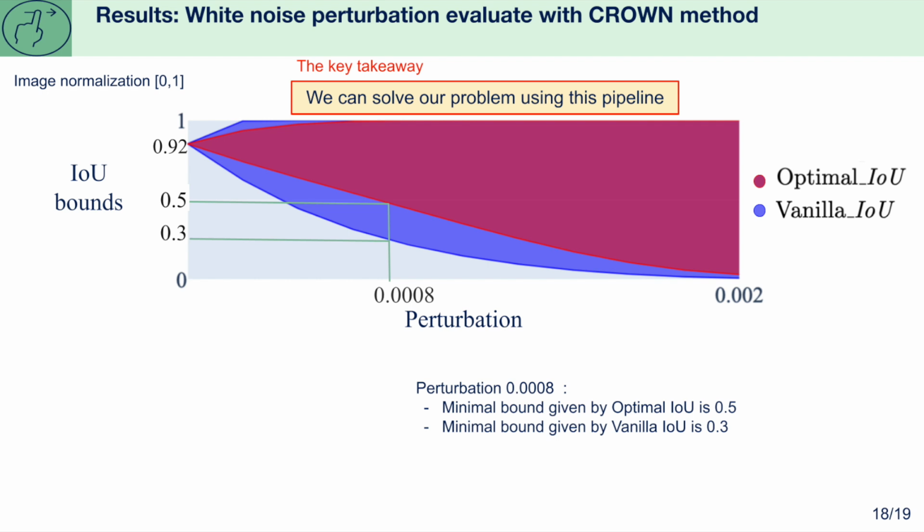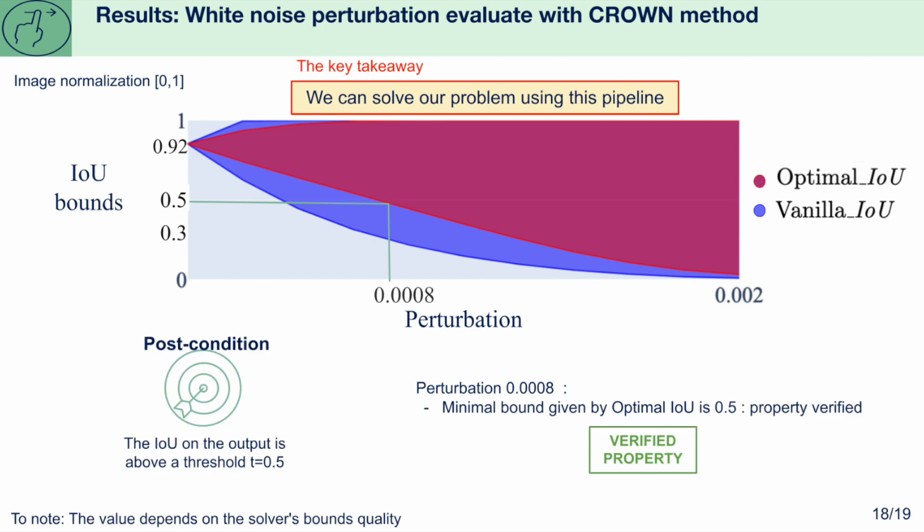Okay, but now let's see our problem. The question is, is the IoU on the output above a threshold T of 0.5? Thanks to optimal, we are 100% sure, like we can guarantee, that the model is not sensitive to this perturbation. Indeed, we can solve our problem using this pipeline.